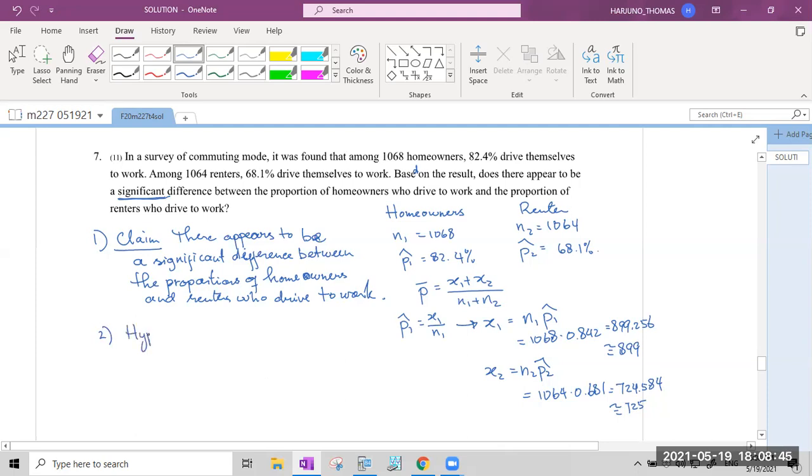Hypothesis: significance difference. So the alpha is 5%. Even though you don't know what significance level is being used, by default it is 5%. The null hypothesis and alternate hypothesis: P1 is not equal to P2, a difference. The null hypothesis is that they are equal. This is the claim, and it is two-tailed.